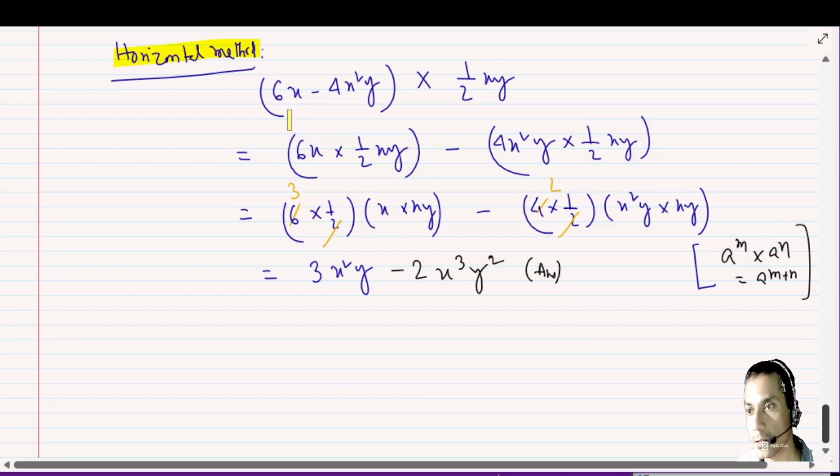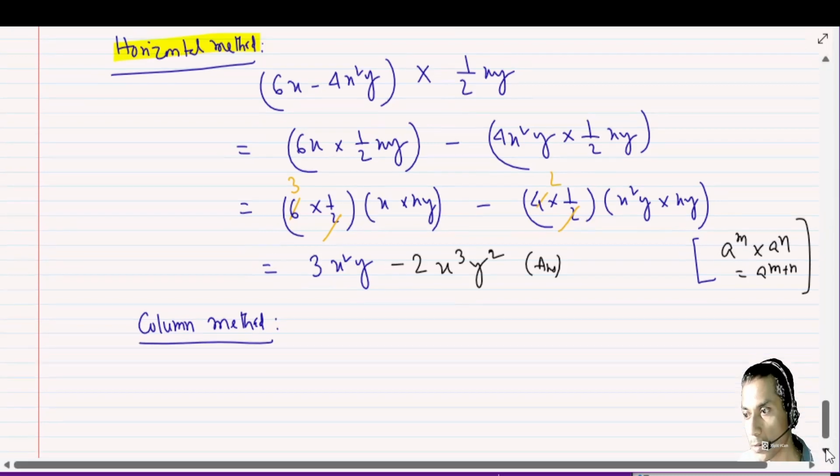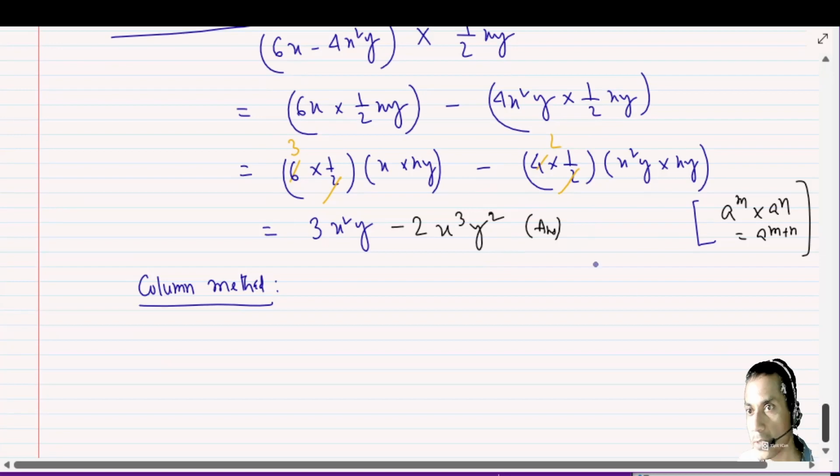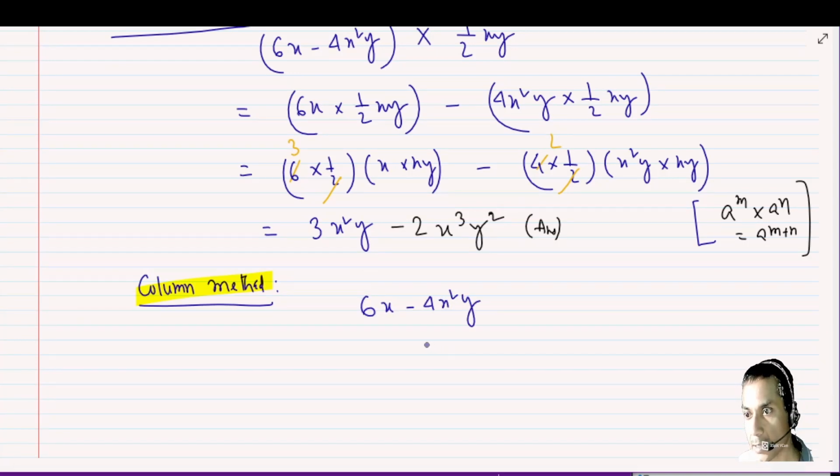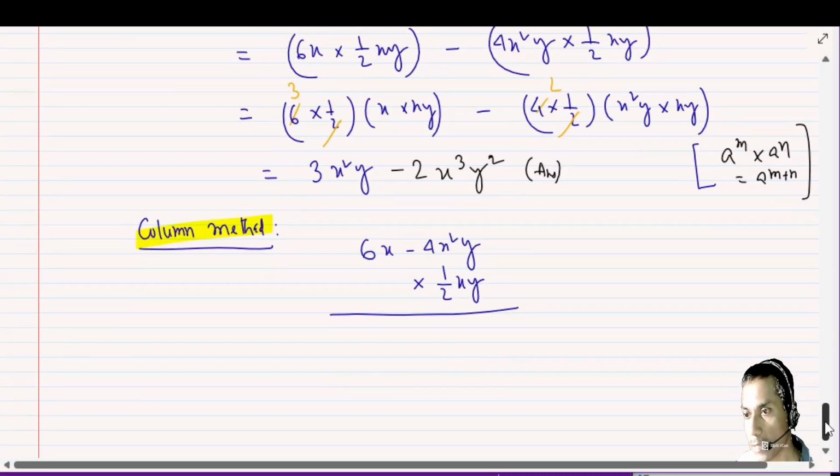Next we learn the column method. So what is the column method? To solve it, first we write the question: 6x minus 4x square y into half xy. So what we have to do, we simply multiply.